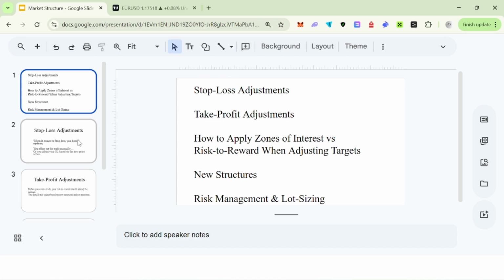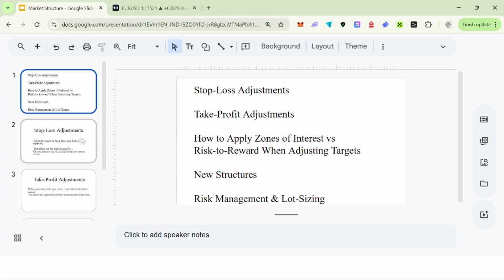Most traders focus on entries, but where you actually make or lose money is what you do after you enter. Now let's take a deep dive into how to properly adjust your stop loss and take profits while a trade is running, because this is where most traders get it wrong.